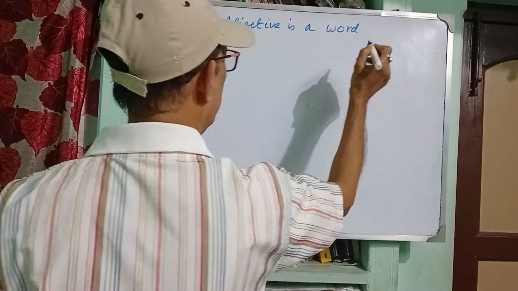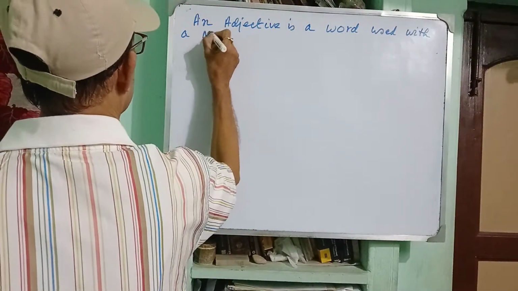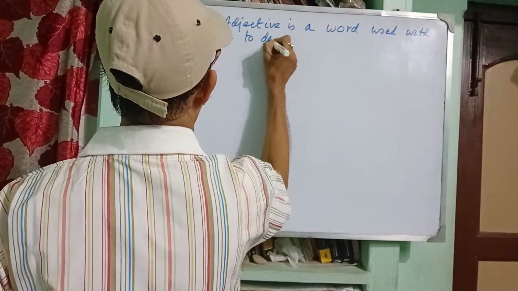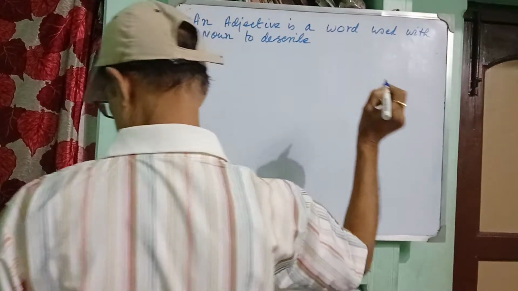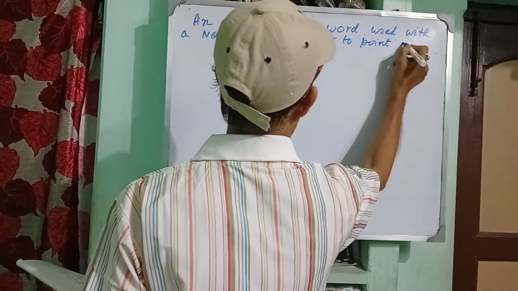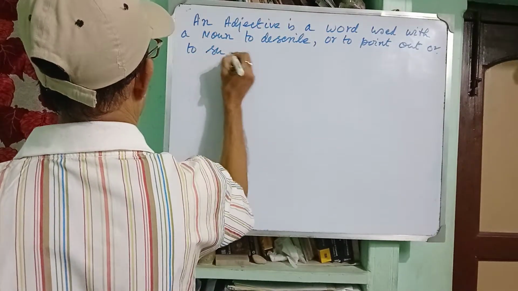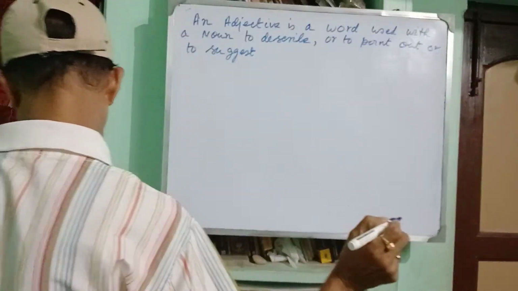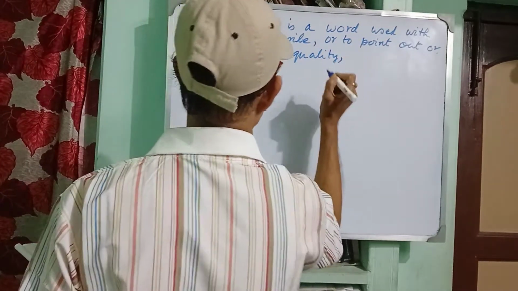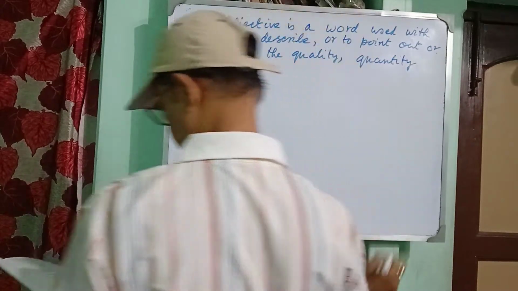An adjective is a word used with a noun to describe, or to point out, or to suggest the quality, quantity, and number.